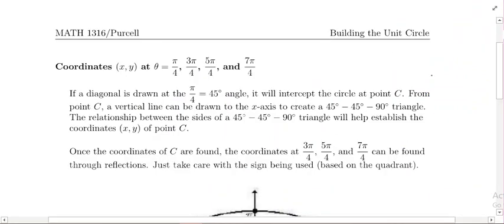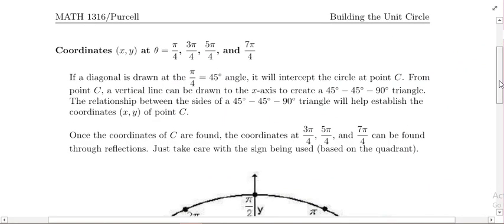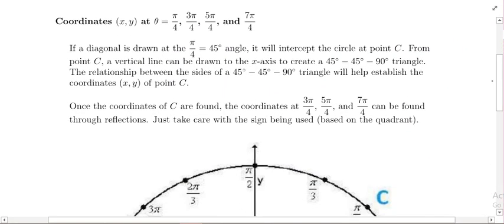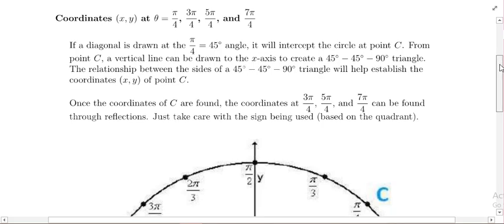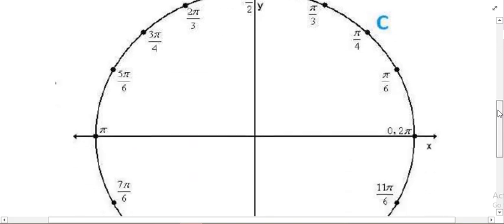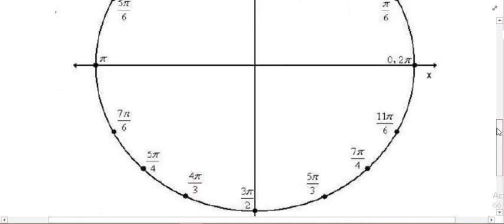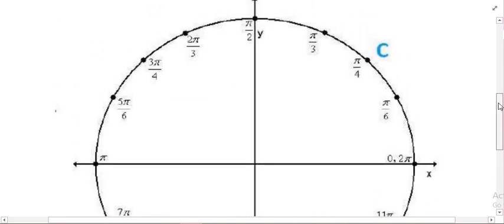All right. So as you can see at the top of page 8, our goal on this page is to come up with the coordinates x, y at the angles pi over 4, 3 pi over 4, 5 pi over 4, and 7 pi over 4. So we've got the same kind of thing going on that we've done twice before. We've got the information on how to do this at the top. We've got the unit circle at the bottom, and we've got the point that we're interested in labeled.